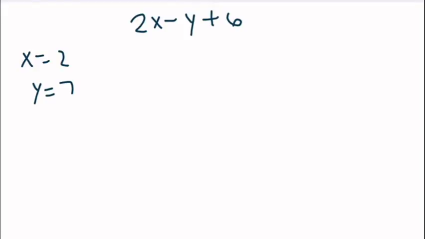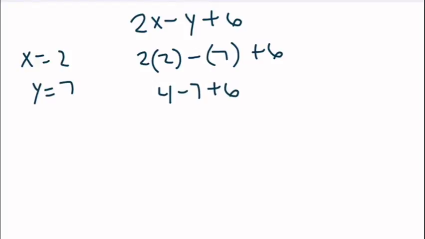Let's try one last expression before moving on to equations. So 2x minus y plus 6. For when x equals 2 and y equals 7. So, as always, we plug in the variable values first. So 2 times 2 minus 7 plus 6. I'm just using parentheses here to show where I'm plugging in the variables. So 2 times 2 is 4 minus 7 plus 6. And we just go from left to right. So 4 minus 7 is negative 3 plus 6 is equal to 3.